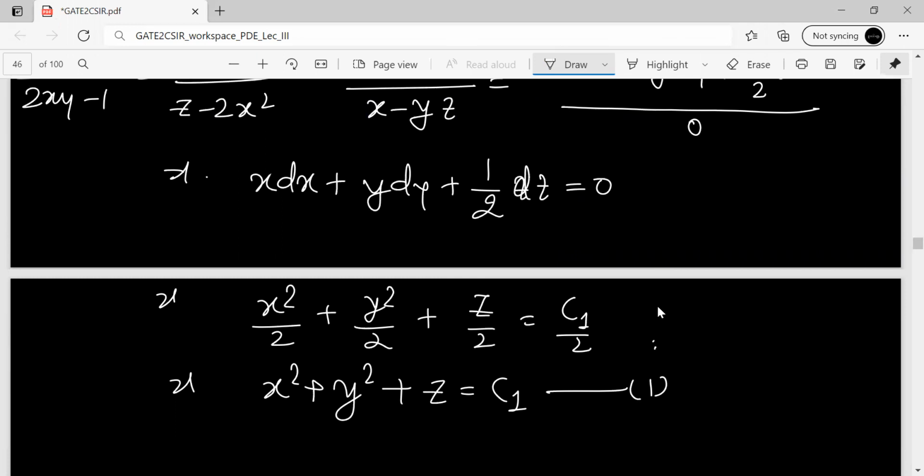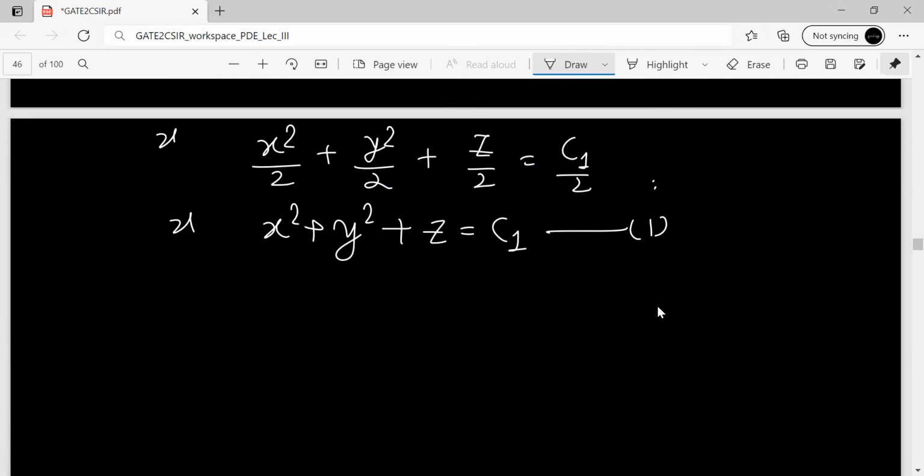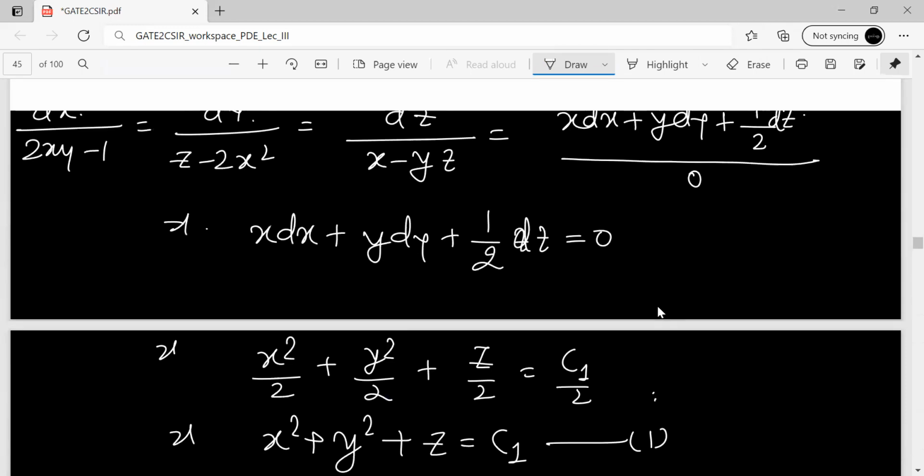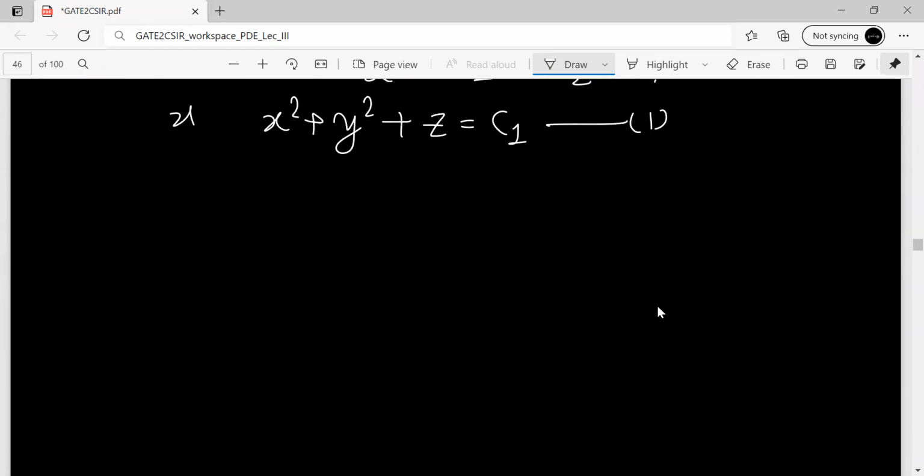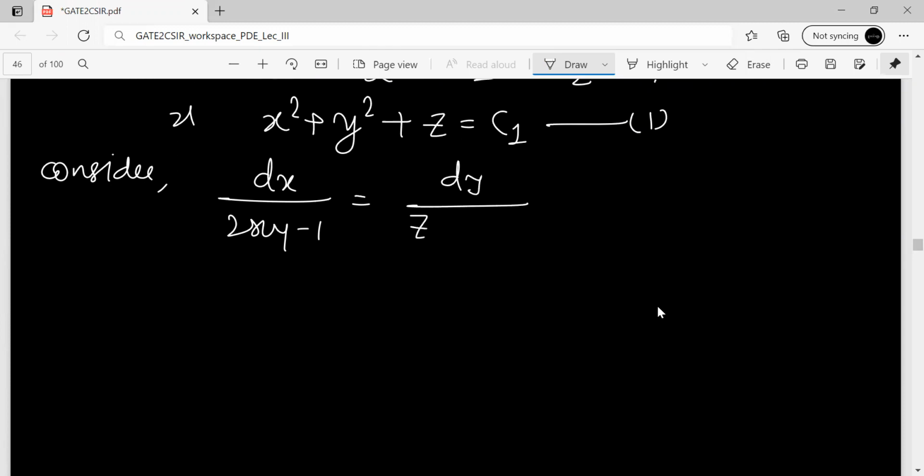Yes. Now go for the next one. Consider the another pair now. So we can say you consider dx upon 2xy minus 1 equals dy upon z minus 2x square equals to dz upon 2 times x minus y. Now let's find new constants.